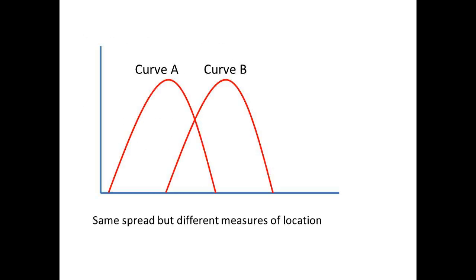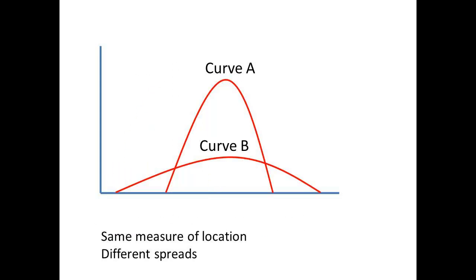To illustrate what we mean here, consider these two curves. They have the same spread, dispersion, but they clearly have different measures of location. Here are another set of curves. In this case, we can see that they have the same measure of location, but clearly curve B has a much larger spread than curve A.